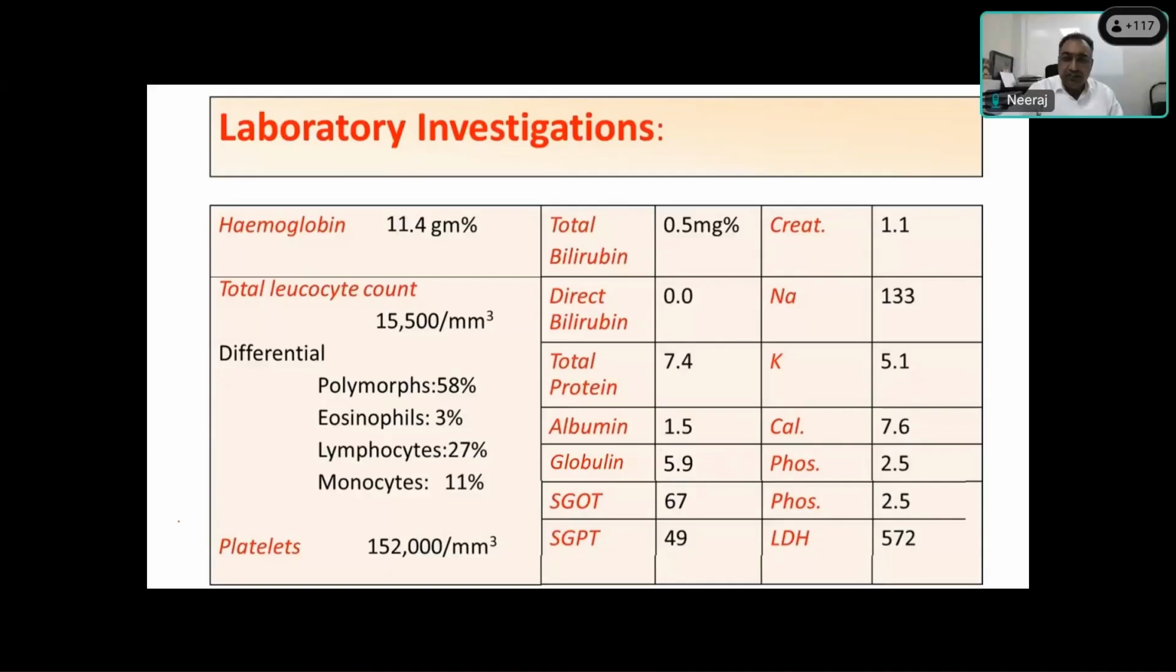SGOT 67, SGPT 49. Creatinine normal. Sodium 133. Potassium 5.1. Serum calcium was 7.6. Phosphorus was 2.5. And LDH of 572. Next slide.